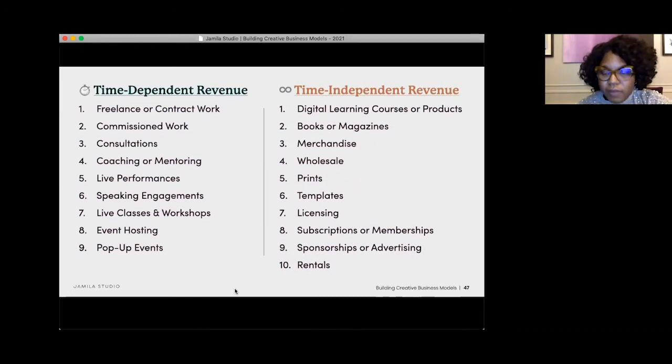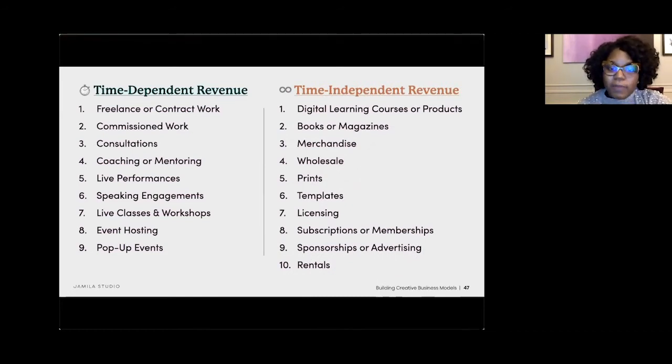And then time-independent revenue, the things that are like you making money in your sleep, you build them once, or you build them a couple times, and then you can continue to sell them. So these are things like digital learning courses or products. For instance, if I decided to record this and then sell the courses later on, this is how I turn something that was time-dependent for me once into something that becomes time-independent. So there are books or magazines, merchandise, wholesale, prints, templates, licensing, subscriptions or memberships, sponsorships, or advertising and rentals. So these are just some examples of the two different types of revenue.